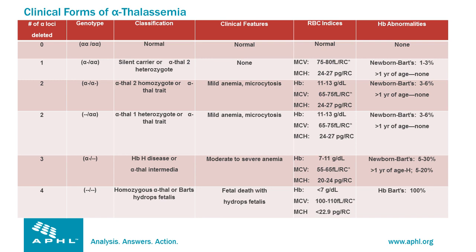And then when we have the 4 alpha-globin genes deleted, this condition is called Bart's hydrops fetalis or homozygous alpha thalassemia. The clinical features are usually fetal death with hydrops fetalis. This condition is incompatible with life. And hemoglobin is less than 7. The cells are bigger, 100 to 110 femtoliters. And MCH is less than 22.9 picograms. And hemoglobin Bart's usually is 99, 100%. Next slide, please.